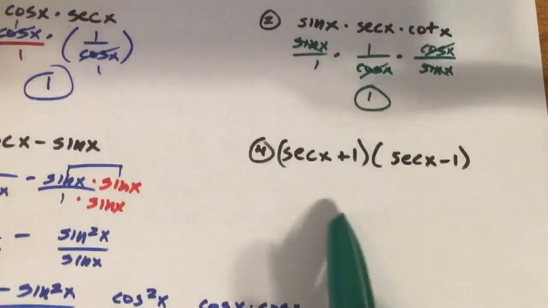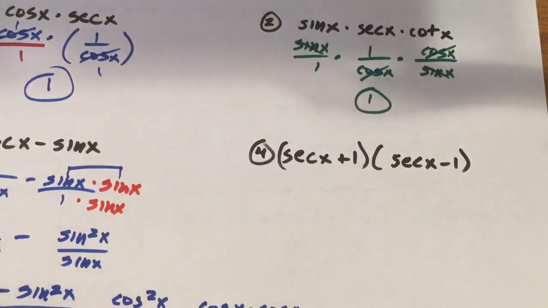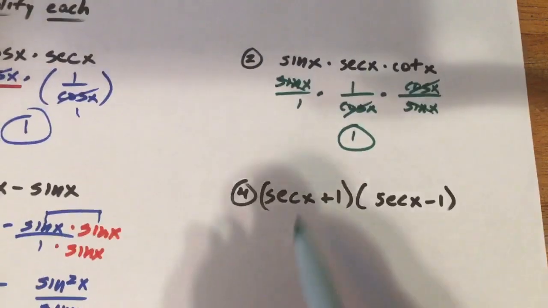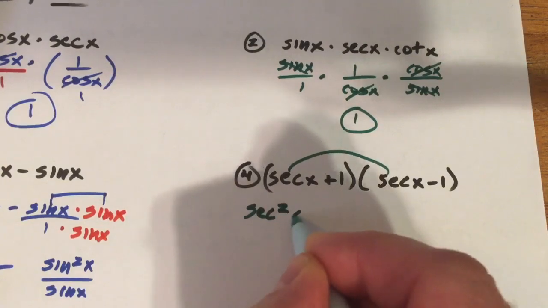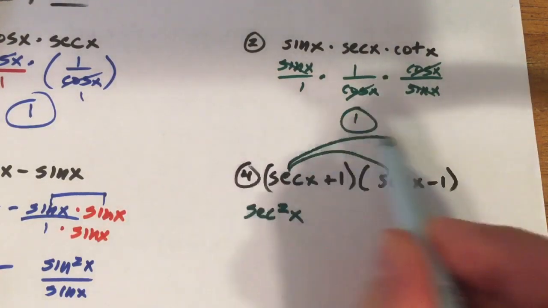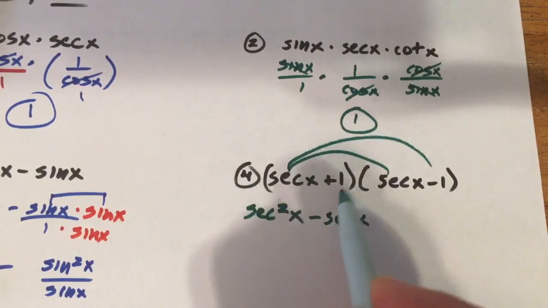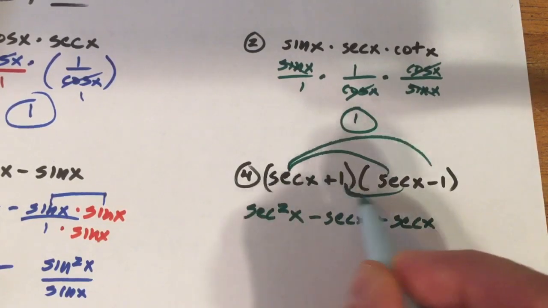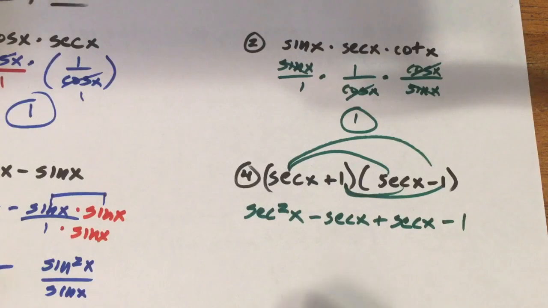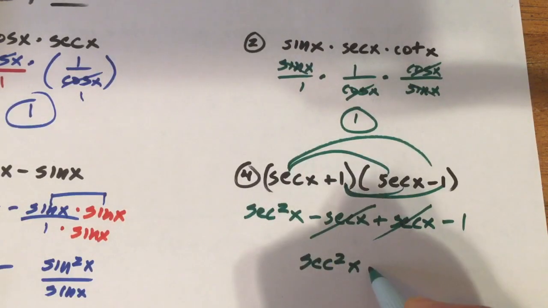First of all, in number 4 we do have a binomial, 2 terms, times another binomial, 2 terms. And so we could use FOIL here. Let's go ahead and do that. When we multiply this, secant times secant gives us secant squared. Secant times -1 gives us minus secant. 1 times secant gives us secant. 1 times -1 gives -1. These terms drop out because they are opposites, and so we're left with secant squared x minus 1.